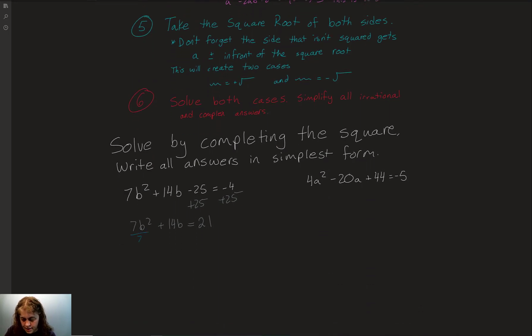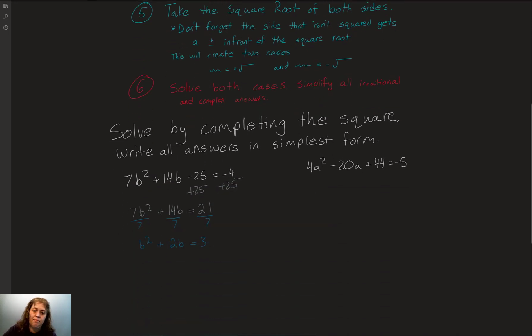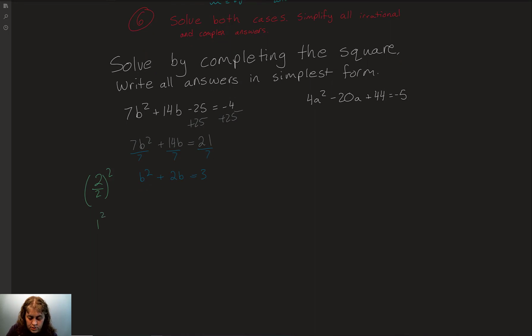A in this case is 7. So I'm basically just dividing all of the terms by 7. This becomes b squared plus 2b equals 3. Okay. Now to the side, we're going to take b, which in this case is 2. We're going to divide by 2, and then we're going to square. It's going to become 1 squared, which is just 1.